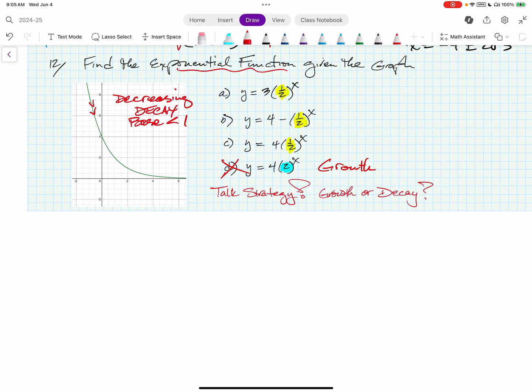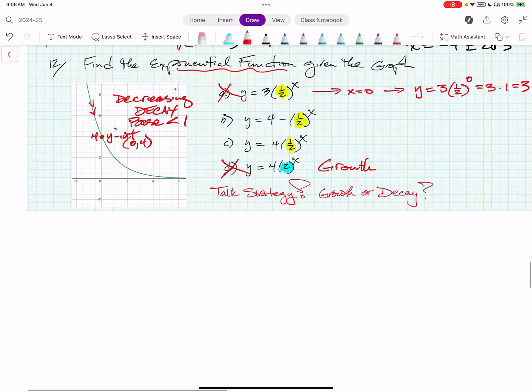Okay, so first of all, this point right here at 0, 4, this is called the y-intercept. It has the point (0, 4), at 4 units. So if I substitute 0 in, I should get 4 out for the y-intercept. So if x is 0, what's y? Well, let's put 0 in. So it's 3 times 1/2 to the 0 power. That's 3 times 1, or 3. So that doesn't work. This one's out because (0, 3) is not the right y-intercept. We should get 4, not 3.